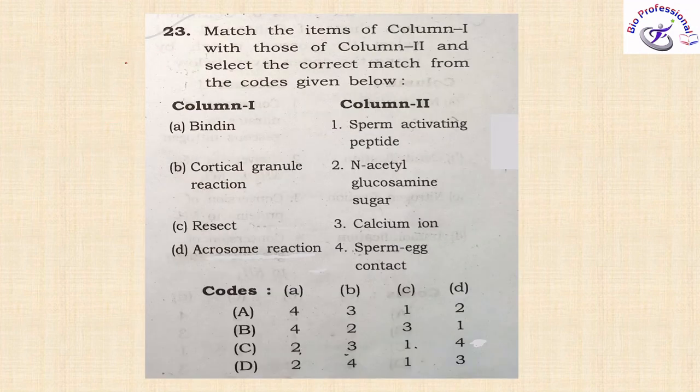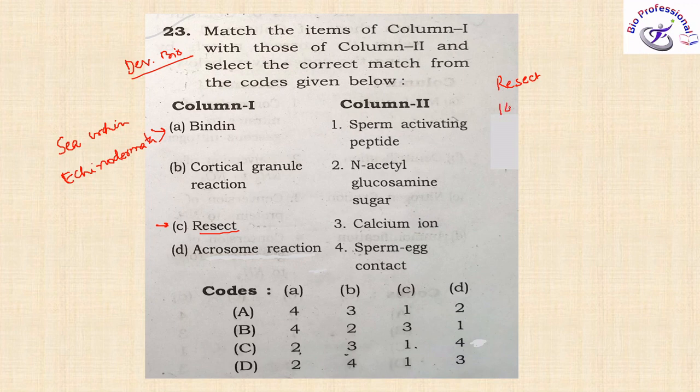So this question is from developmental biology, and till now you have seen 3 questions from developmental biology. This question is specifically from development in case of sea urchin. If you studied about sea urchin, you will find there are binding and resact, and sea urchin is an echinodermata. If you consider the case of resact, actually it's a 14 amino acid long peptide.